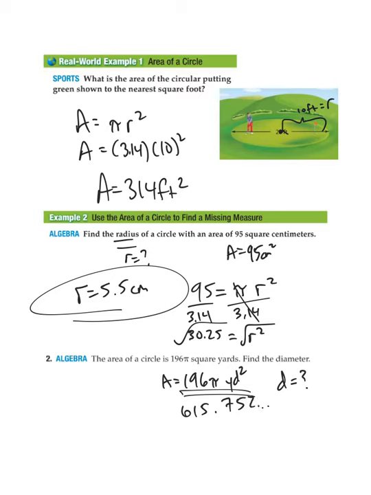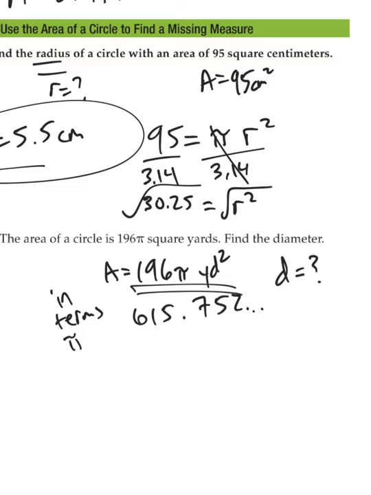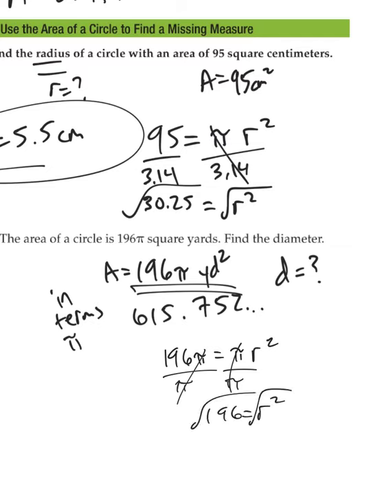Okay, this is called in terms of pi. If you ever see something like that, where you see pi in there, they're leaving it in terms of pi, which works out kind of neatly for us doing this problem, guys. So if we get 196 pi, that's the area, so equals pi r squared, the formula for area. Because if we divide by pi, pi divided by pi just cancels. So you've got 196 equals r squared. So r is just the square root of 196, which is 14.